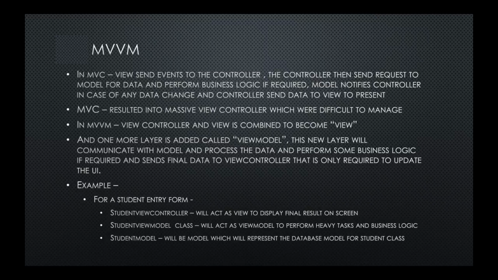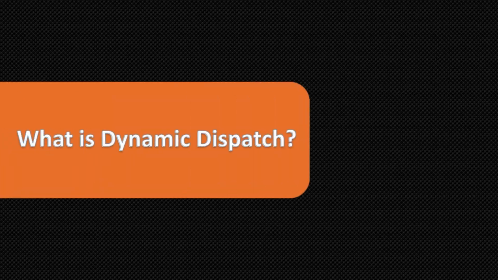An example of that is a student class. Our student view controller will act as the view to display the final result on the screen, so it is the UI part. Then the view model performs the heavy tasks, like the business logic, and our student model is the one representing the data. So that is our view model.